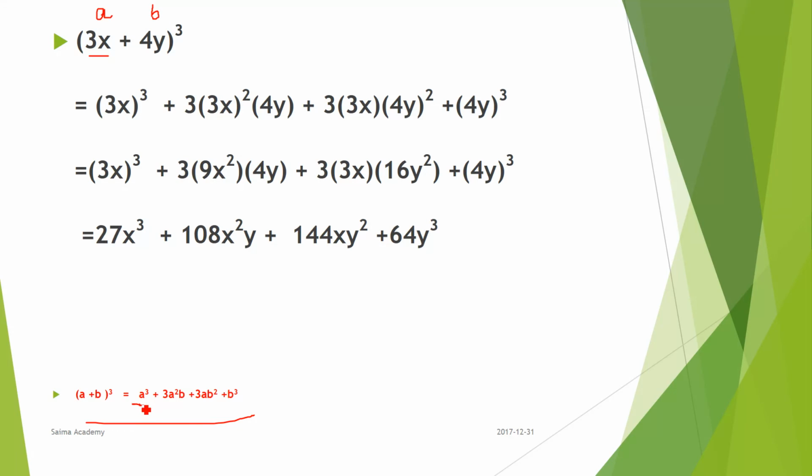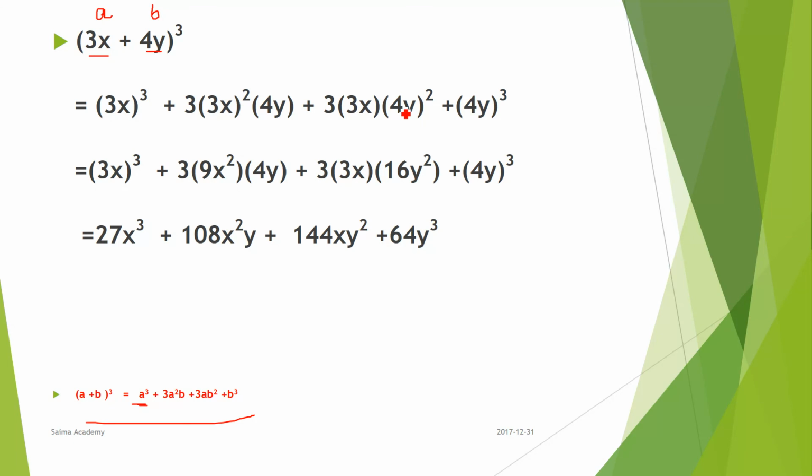This first one is a cube. So a is 3x, make the cube of it, plus 3, and then a square. So this is a, 3x whole square. Instead of b we will write down 4y, right? Just follow this formula. Wherever a comes, write down 3x. Wherever b comes, write down 4y. So 3x 4y whole square. The last is b cube, and this is 4y, so 4y whole cube.